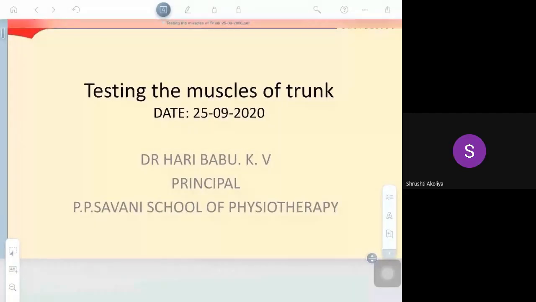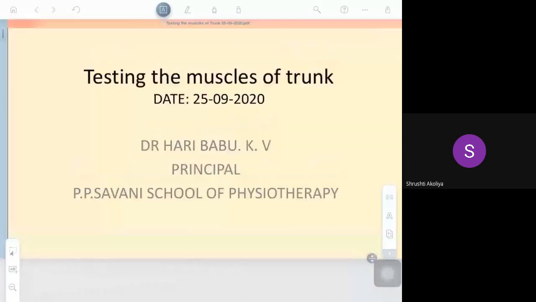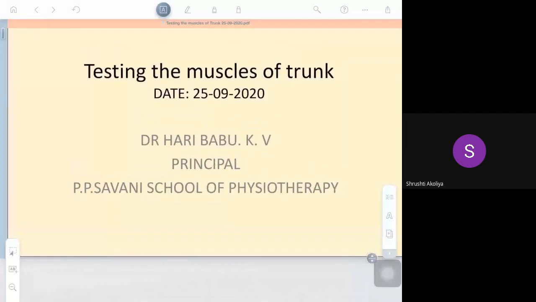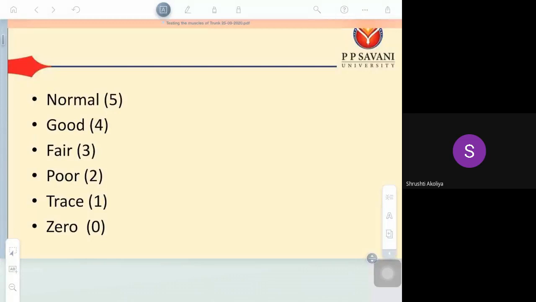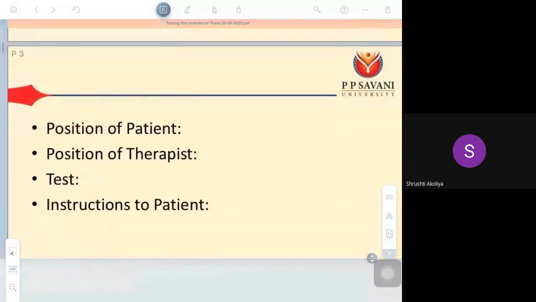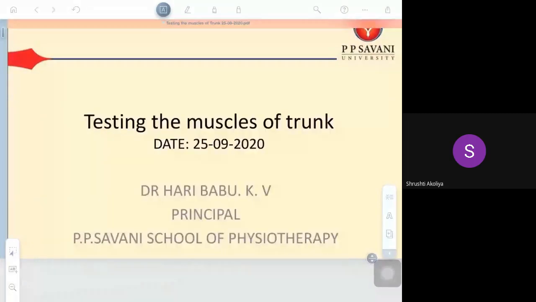So today's topic is testing the muscles of the trunk. It is a practical lecture, but I will try to make you understand through an online lecture. The muscle grades are trace, poor, fair, good, normal. This is 0, 1, 2, 3, 4, 5. And here we will be discussing trunk muscle testing.